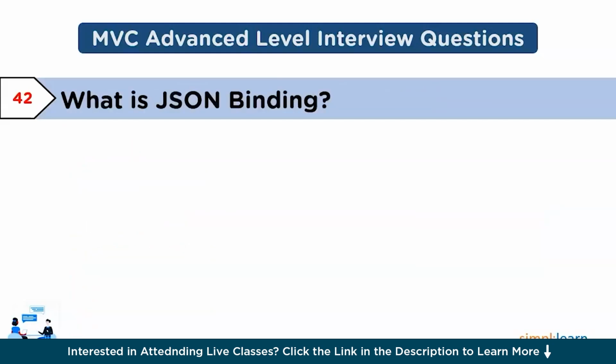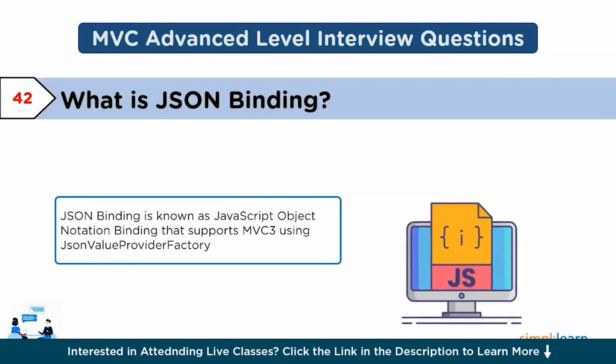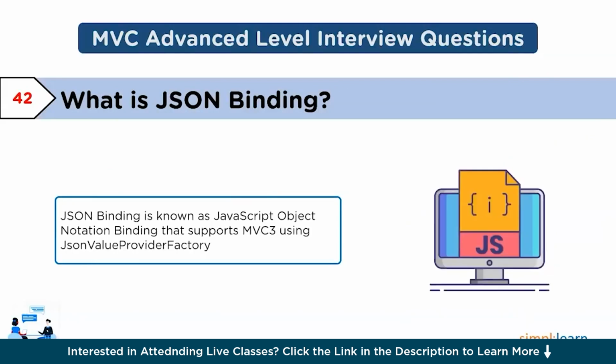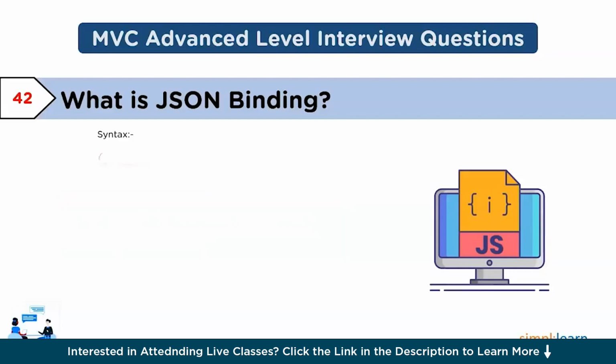What is JSON binding? JSON binding, known as JavaScript Object Notation binding, supports MVC3 using the JSON value provider factory. It allows action methods to accept and model bind data in JSON. This is a simple program that shows how to bind data using JSON binding.